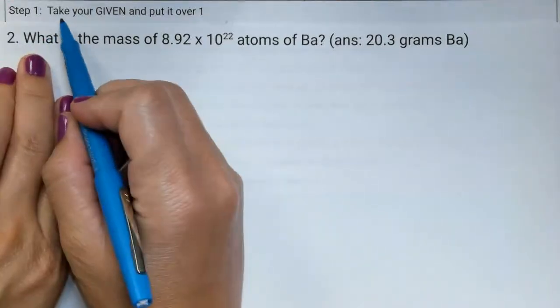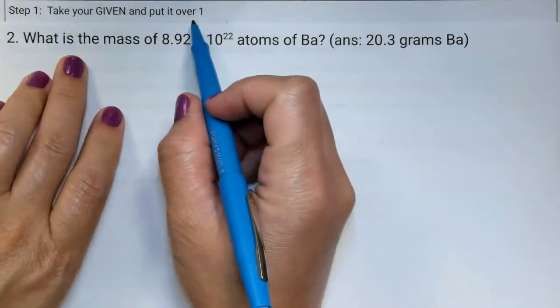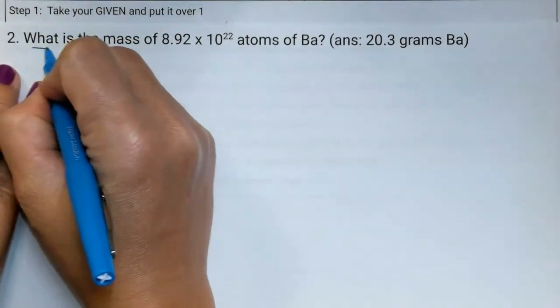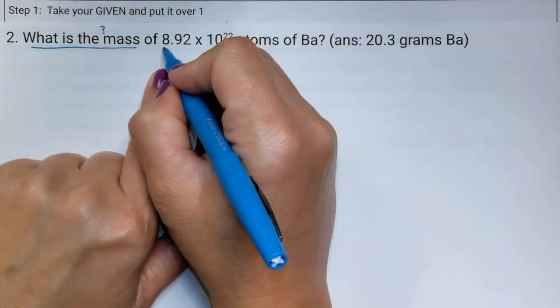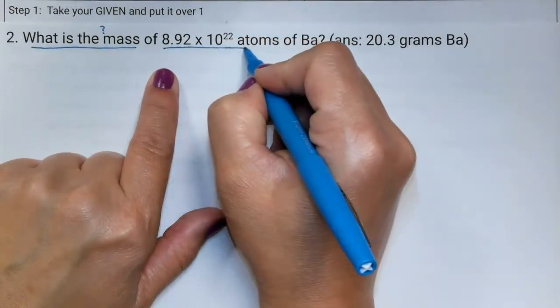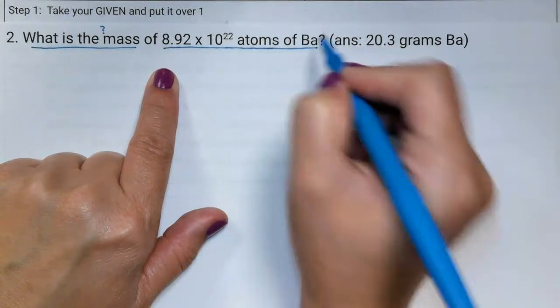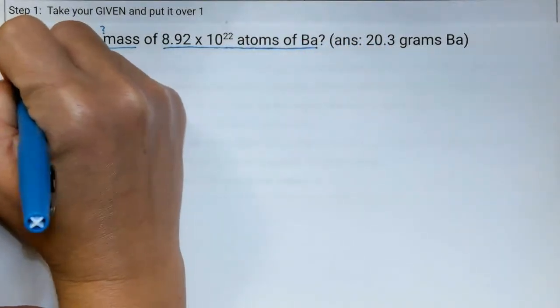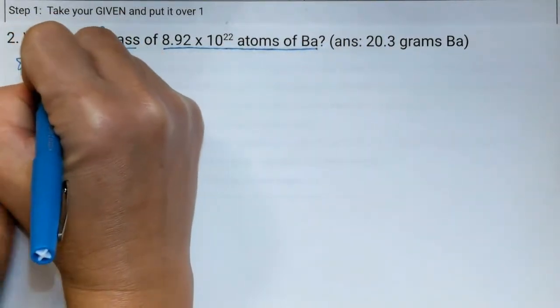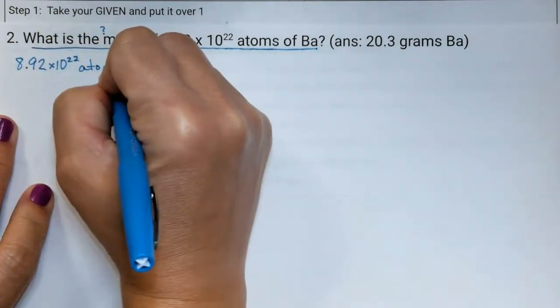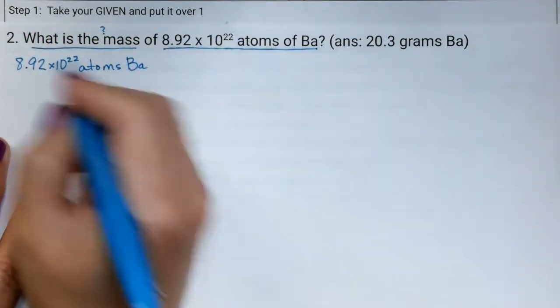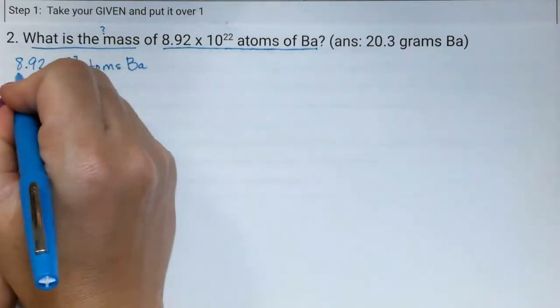Number 2, first step is to take your given and put it over 1. It's asking what is the mass, so this is what we're trying to solve for. Our given is 8.92 times 10 to the 22 atoms of barium. So take my given, 8.92 times 10 to the 22 atoms of barium, and then I'm going to put it over 1.